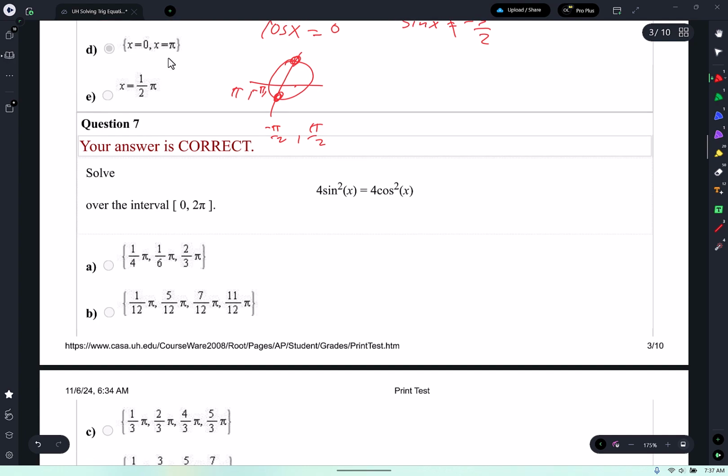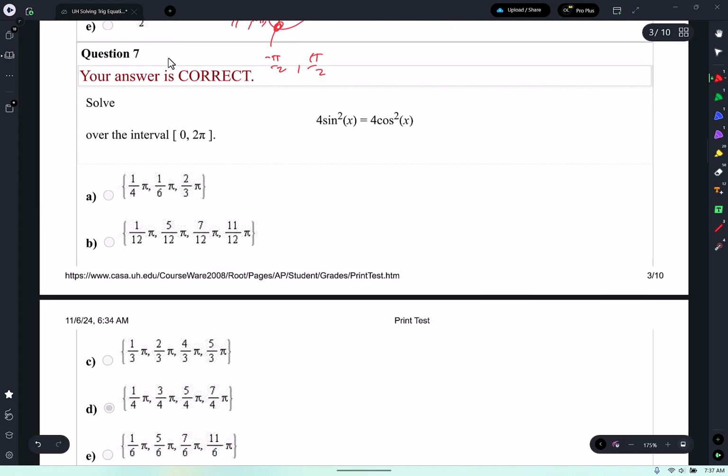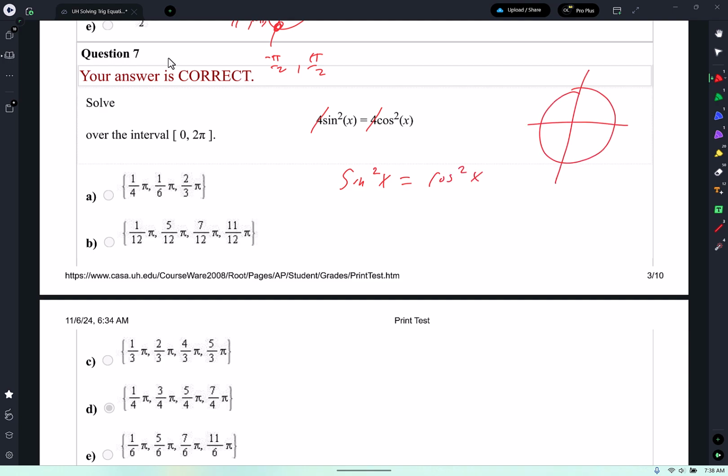Here we go with this one. Sorry about that, guys. On this one, it's always going to be the over 4s all the time. Take those 4s out. Look what you're looking for. You're looking for where sine squared equals cosine squared. That only happens, and you don't care about the magnitude because it's being squared. So we don't care about whether one's positive, one's negative.